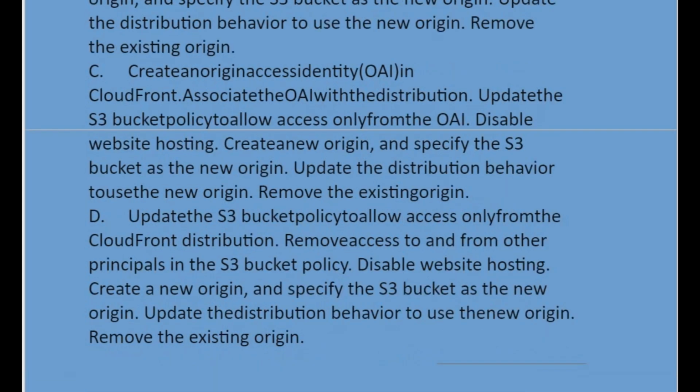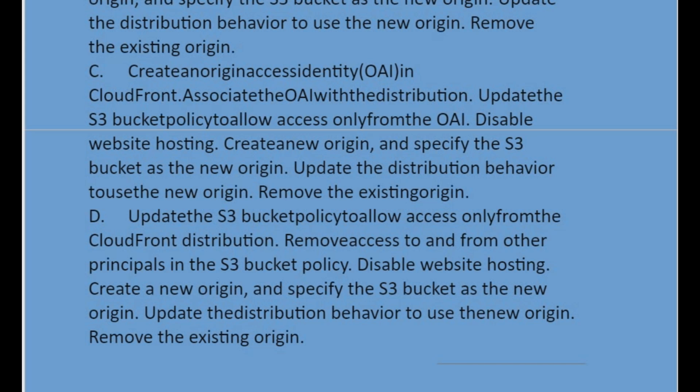Option C. Create an Origin Access Identity, OAI, in CloudFront. Associate the OAI with the distribution. Update the S3 bucket policy. Allow access only from the OAI. Disable website hosting. Create a new origin and specify the S3 bucket as the new origin. Update the distribution behavior to use the new origin. Remove the existing origin.